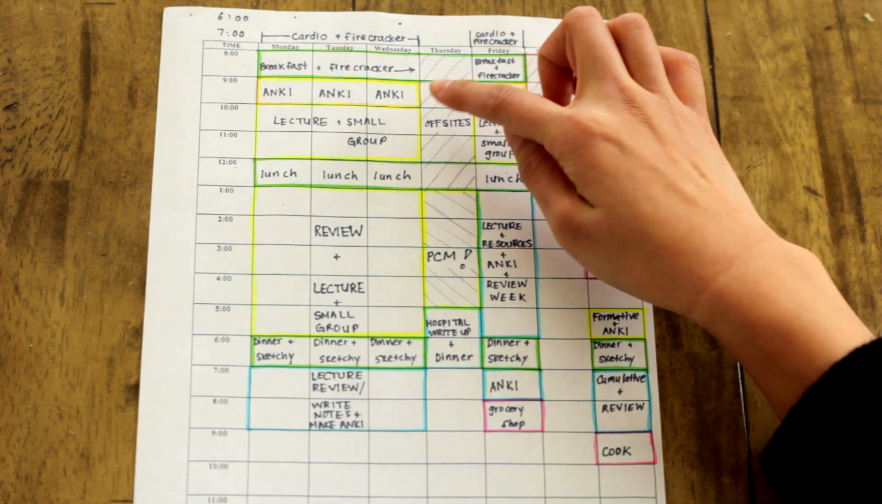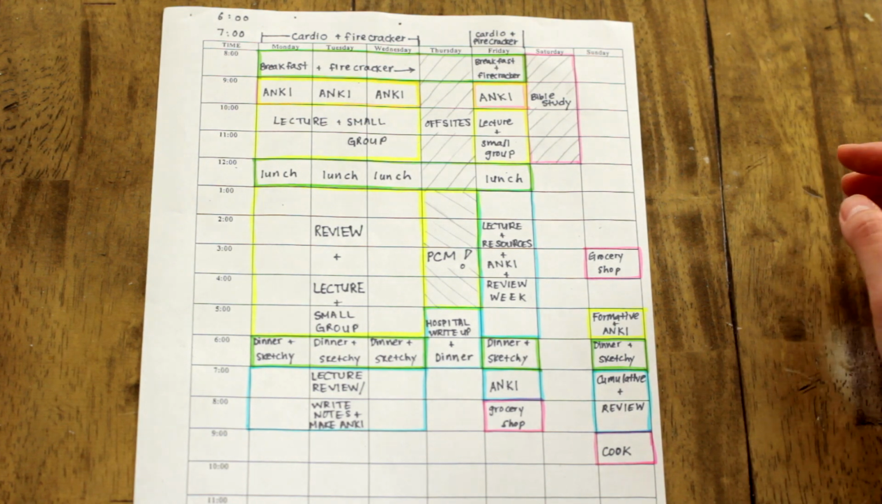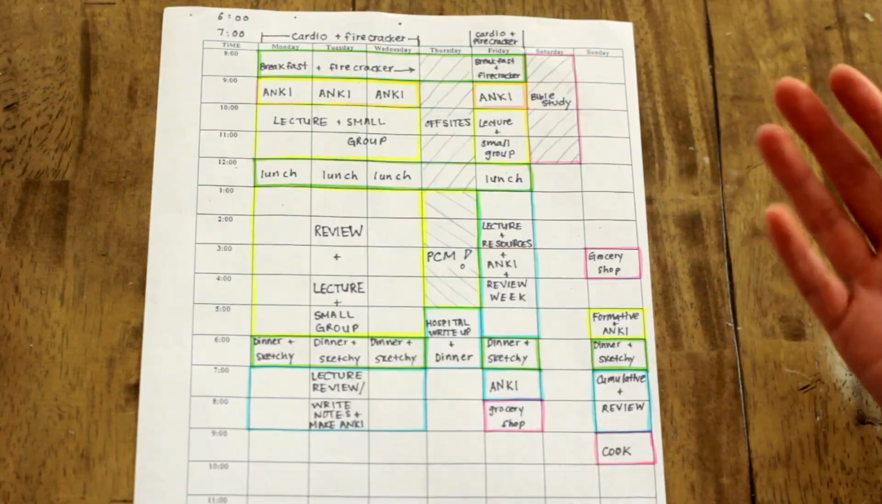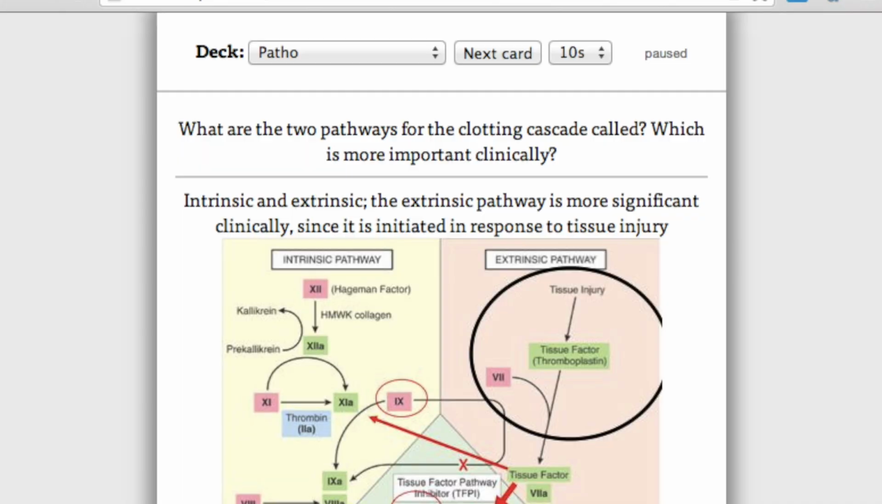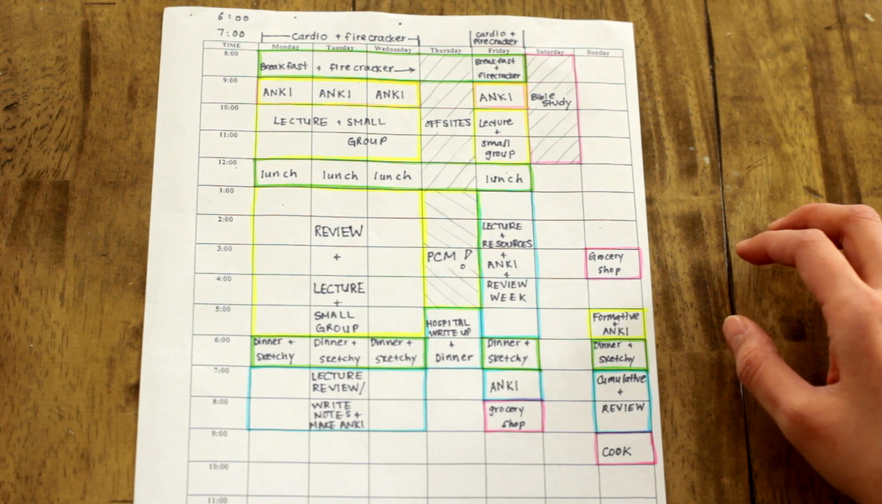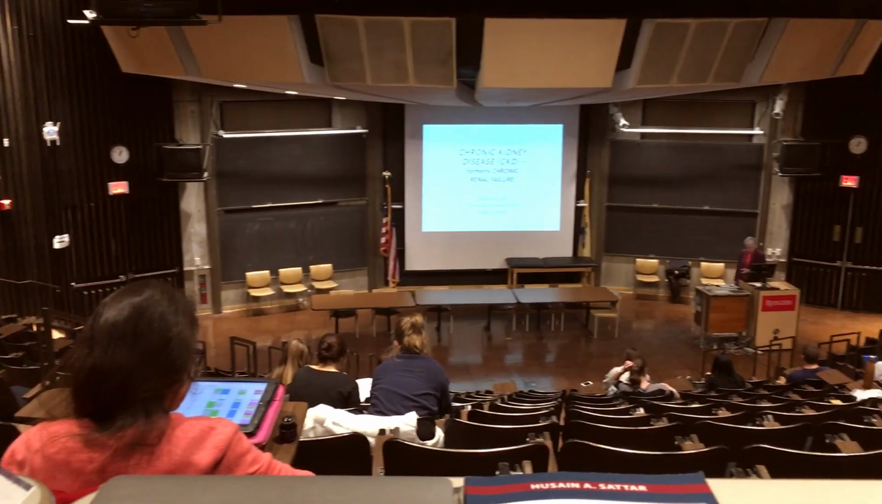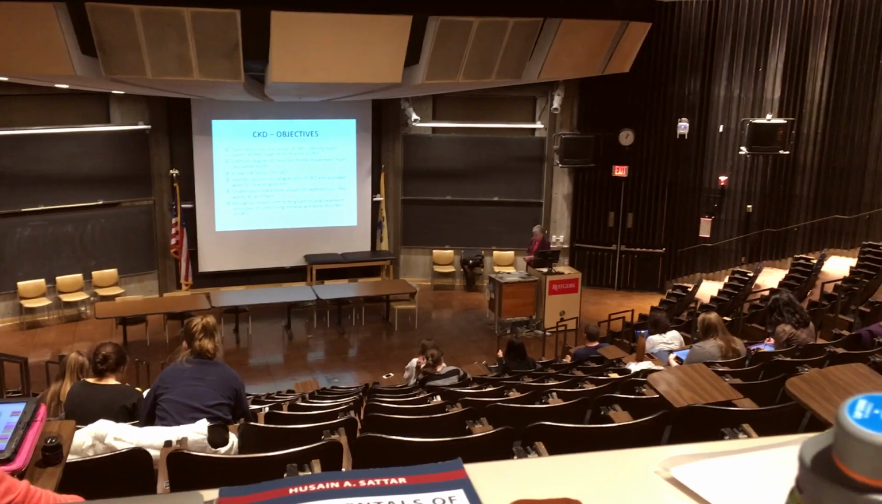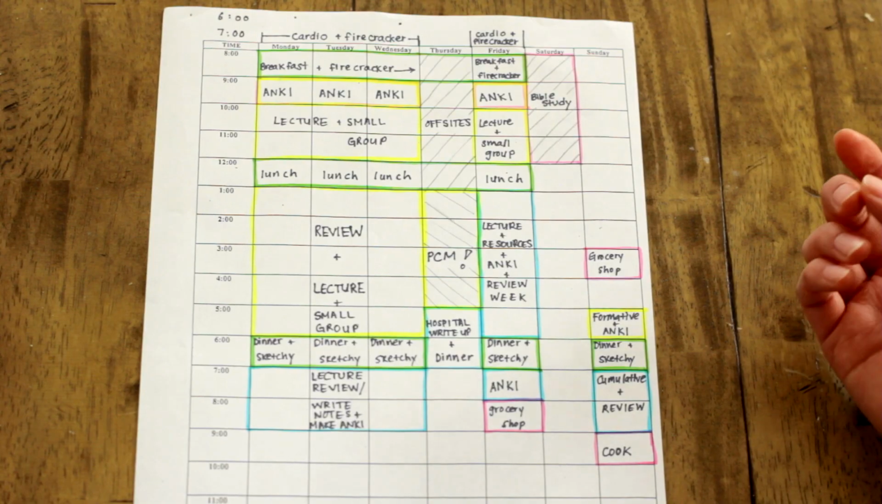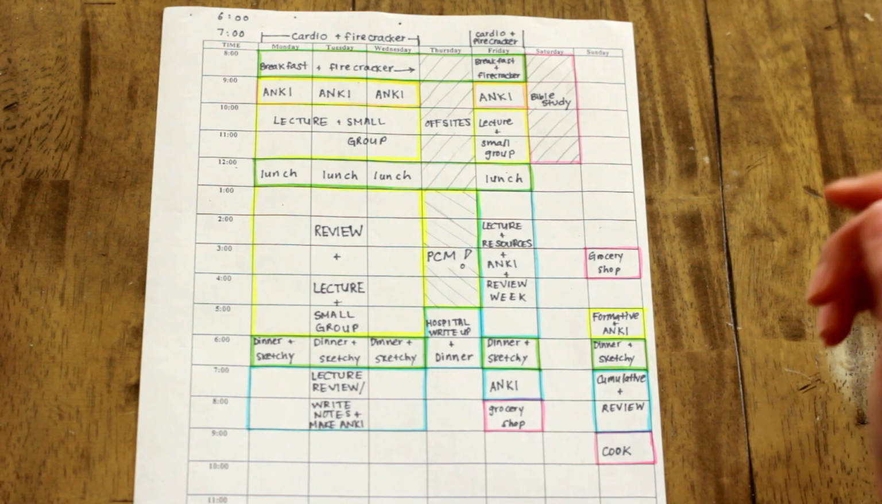And from 9 to 10, I have Anki, which is another flashcard learning tool, but it's different from Firecracker in that you can make your own Anki cards. So you can make it really tailored to your class materials. So from 10 to 12, I have lecture and small group. And small group is mandatory, so I usually do have to go to school. If we have lecture, I might just stay home and listen to it online.